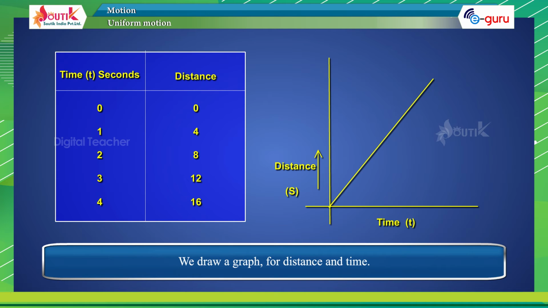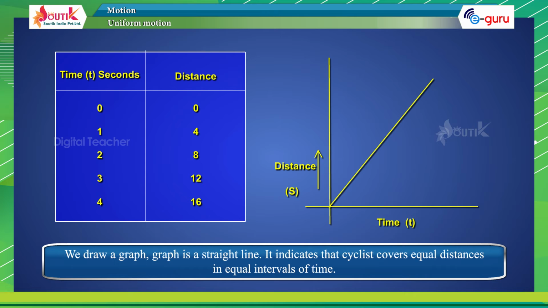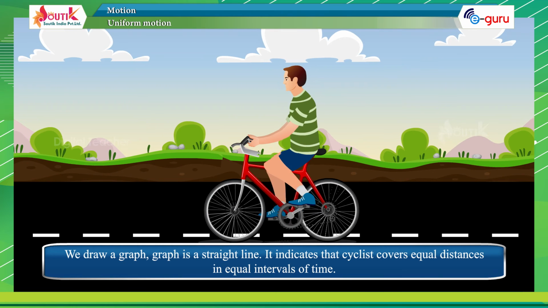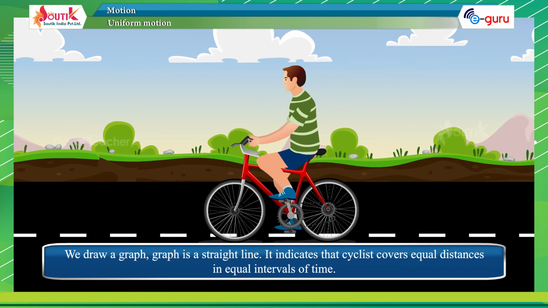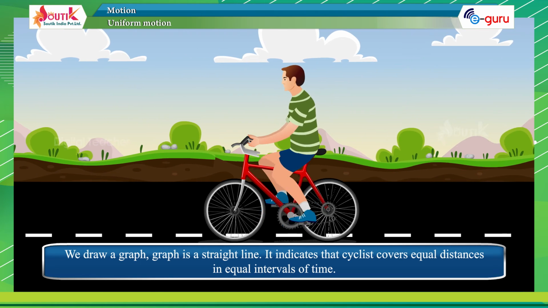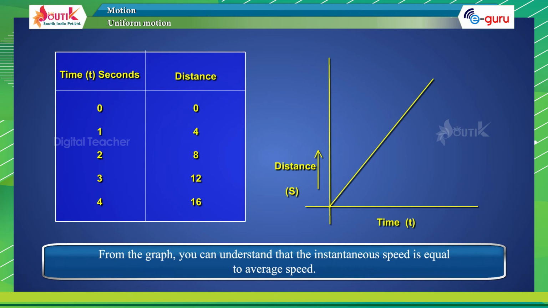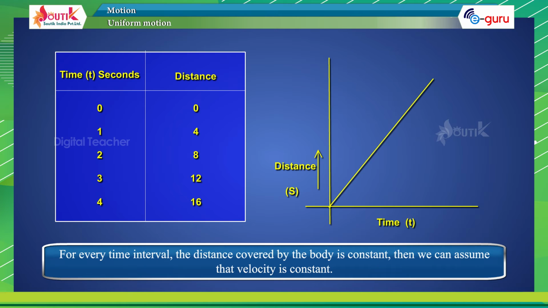We draw a graph of distance and time. The graph is a straight line. It indicates that the cyclist covers equal distances in equal intervals of time. From the graph, you can understand that the instantaneous speed is equal to the average speed. For every time interval, the distance covered by the body is constant. Then we can say that the velocity is constant.